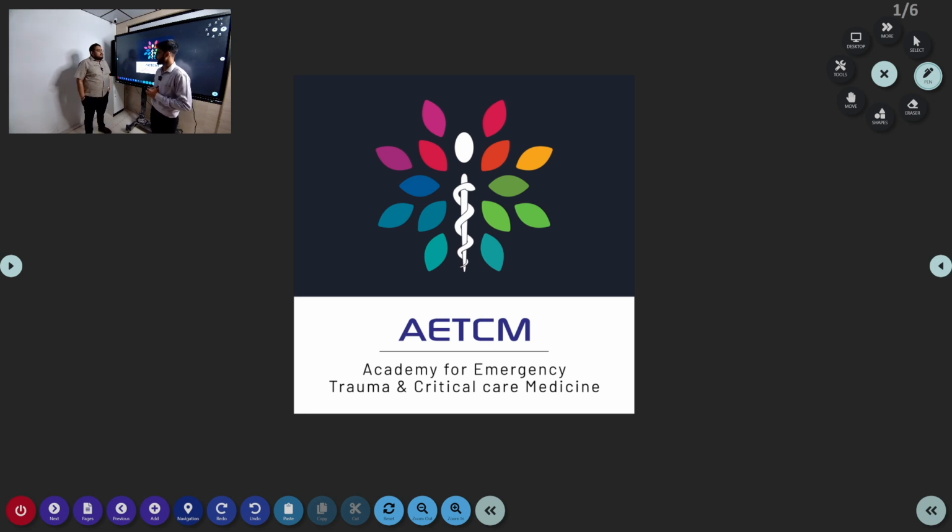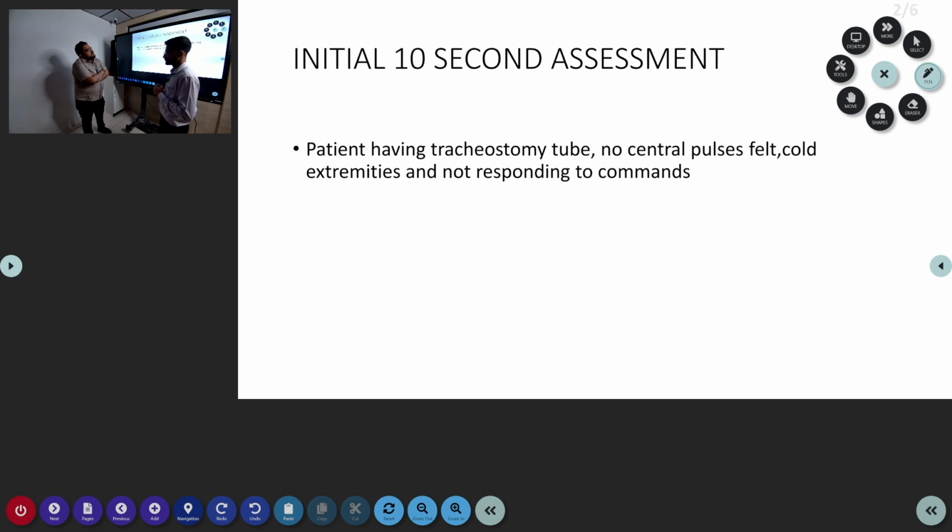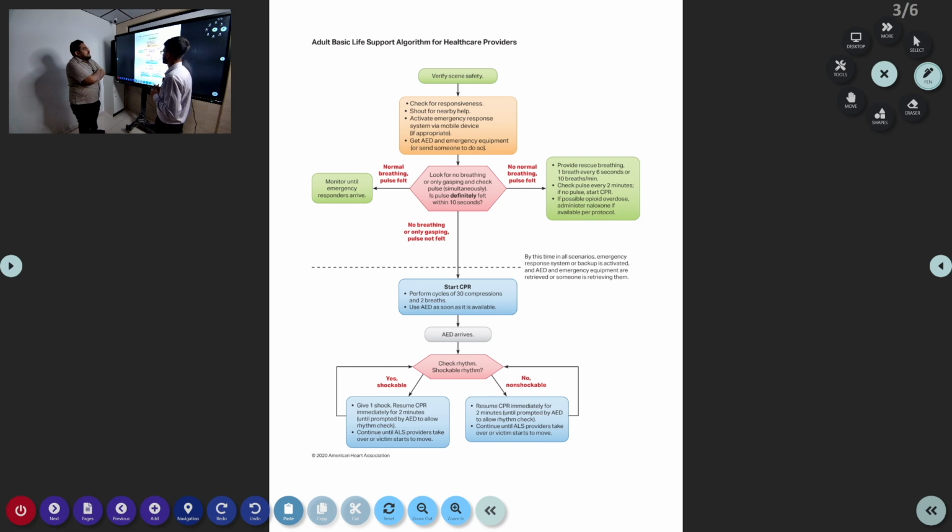To talk about a case of an unresponsive person brought to our emergency. On initial first 10-second assessment, the patient was seen having a tracheostomy tube, and there were no central pulses palpable, the peripheries were cold, and the patient was not responding to any commands. As we were not feeling any palpable pulse, we started with our BLS algorithm.